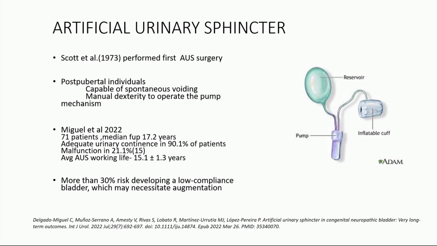Miguel et al., in a retrospective study in 2022, evaluated 71 patients in whom the artificial urethral sphincter was inserted for congenital neuropathic bladders, and reported urinary continence in almost 90% of these patients, with 9 patients voiding spontaneously and 62 requiring CIC. They reported an average working life of 15 years for these sphincters, and in 21%, these sphincters had to be removed because of malfunction.